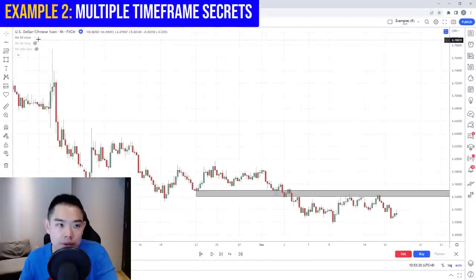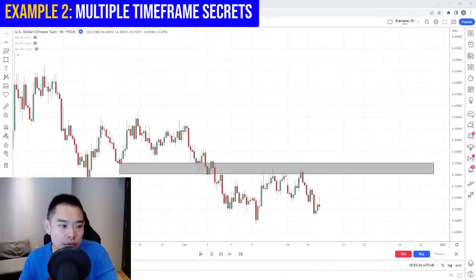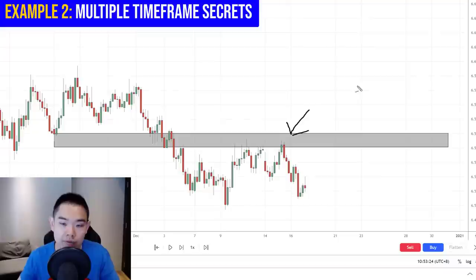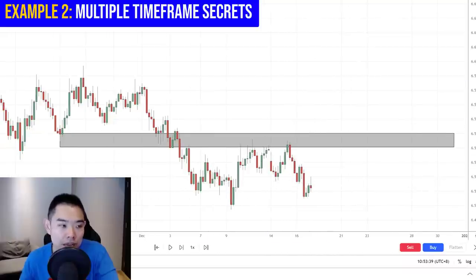Okay, so on this time frame, I'll just remove the 20 MA. Just to walk you through quickly, this area of resistance is the same area of resistance you saw on the daily time frame where the 20 period moving average is at. So now the market on this 4-hour time frame seems to be in a range like this, okay?